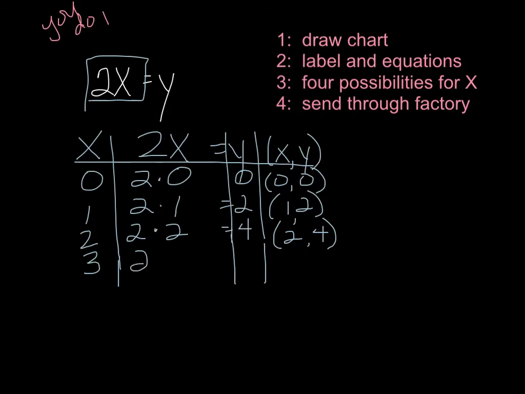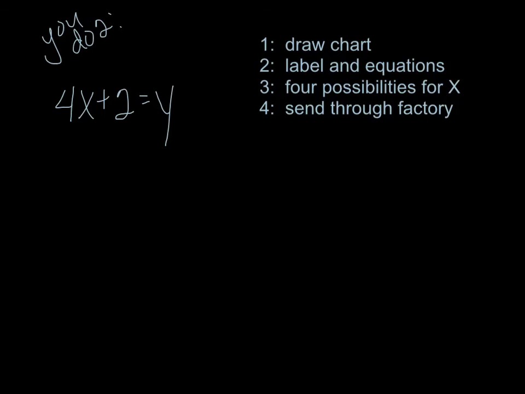And the last one, 2 times when x is 3. 2 times 3 is 6. So when x is 3, y is 6. 3, 6. And that's the answer you should have had. That's the answer. That's it. Okay, so that one was easy. So let's try one that kicks it up a notch.